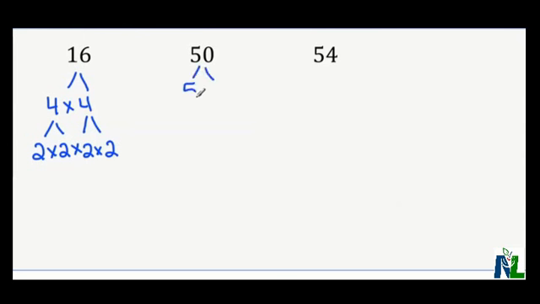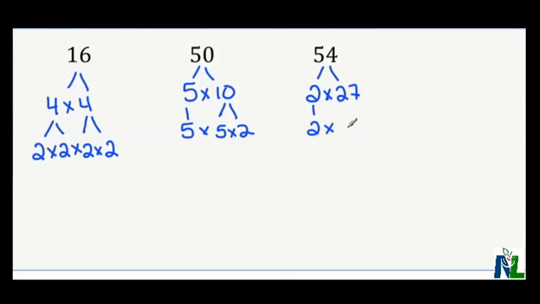50, we can say 5 times 10, which I'll bring the 5 down, and I'll break 10 into 5 times 2. The 54, we can use 2 times 27 for that. I'll bring down my 2, say 9 times 3 for 27. And we've got to break down that 9. So remember, keep breaking your numbers down until you can't break them down anymore, until it's just a bunch of prime numbers.